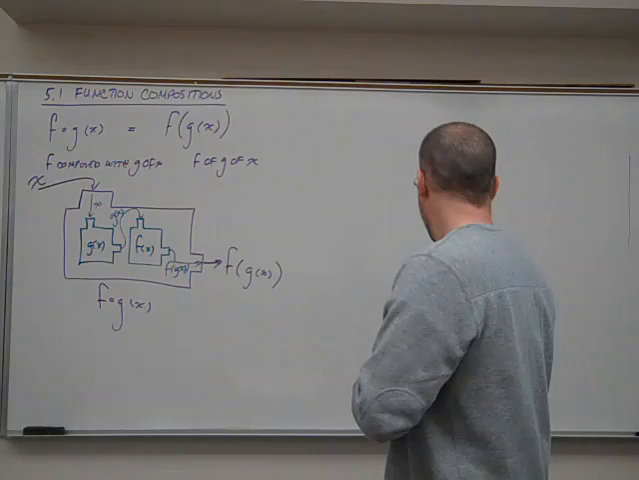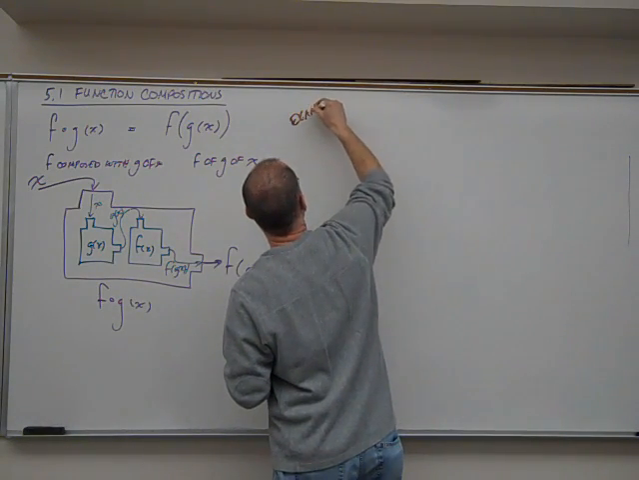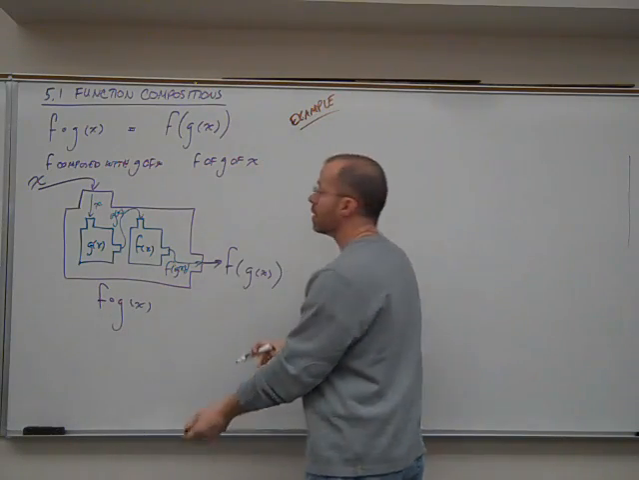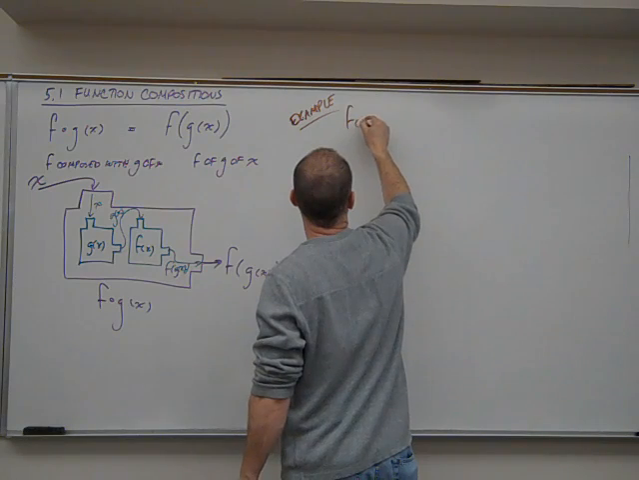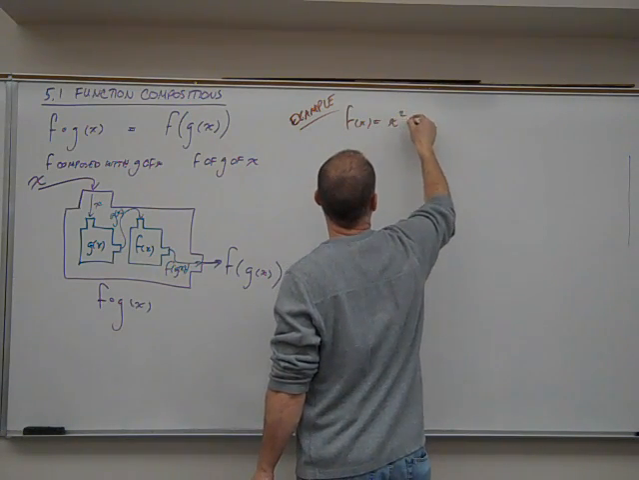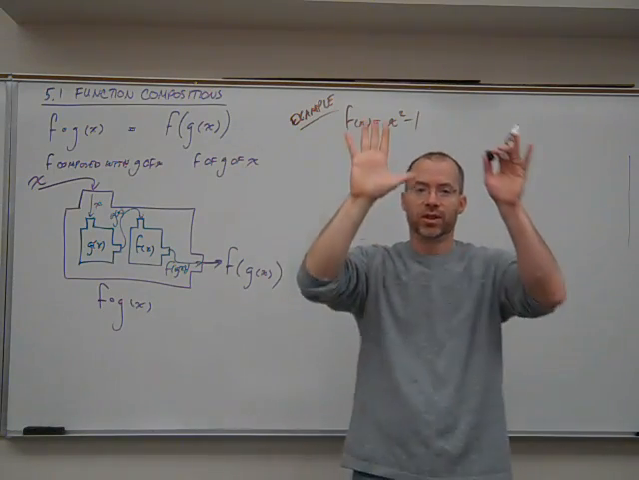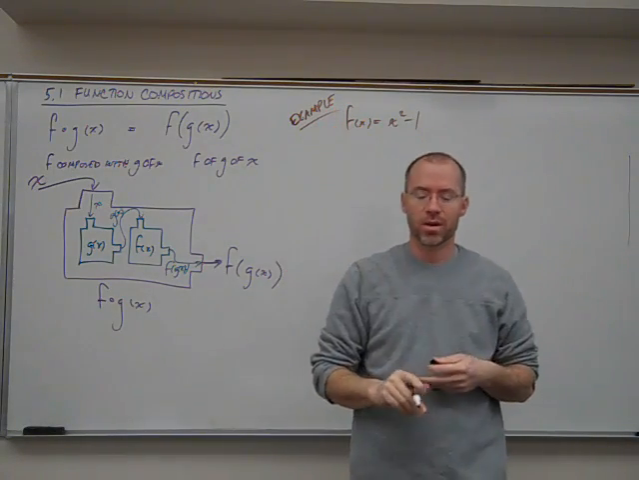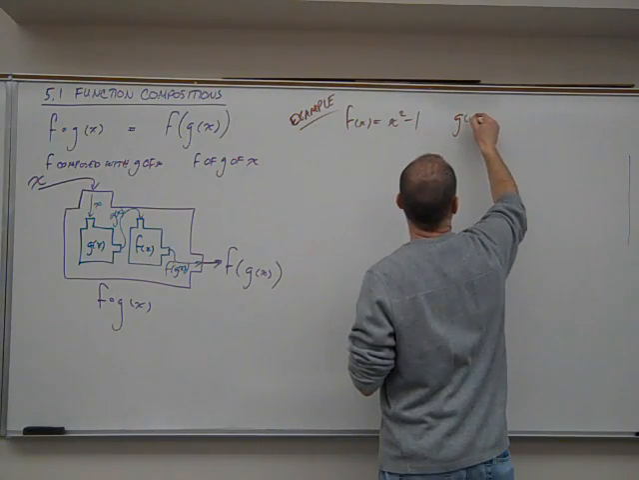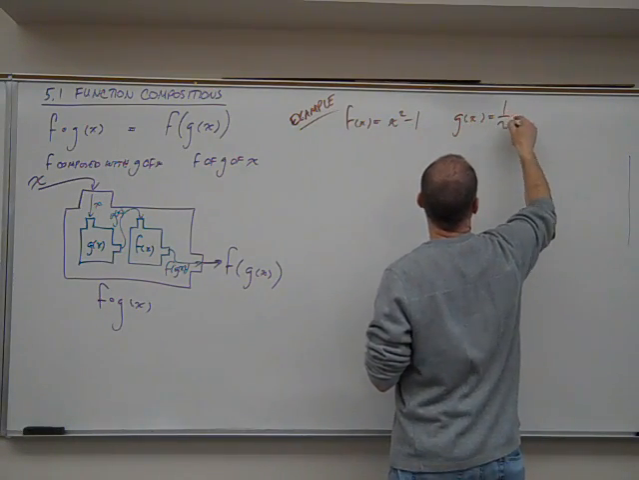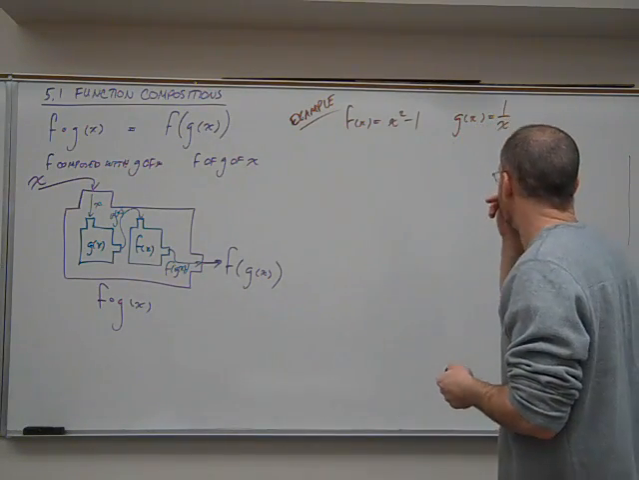Let's take a look at an example. And let's use f of x, the quadratic function x squared minus 1. I hope by now you can all just picture that as a basic parabola shifted down 1 unit on the coordinate plane. And let's look at g of x. Let's pick one of our toolkit functions, the basic rational function 1 over x.